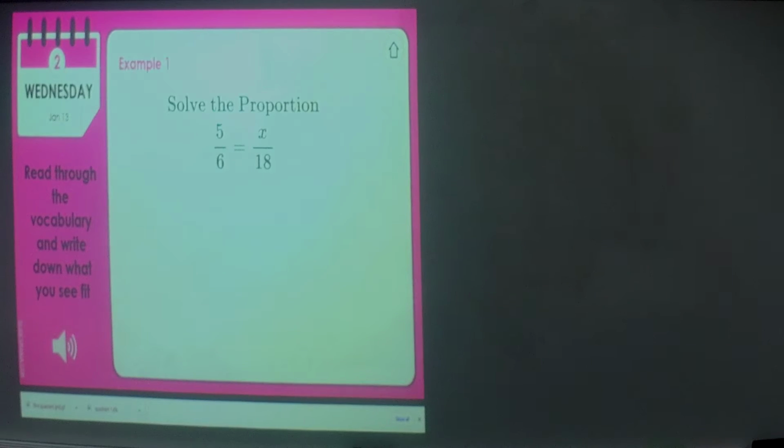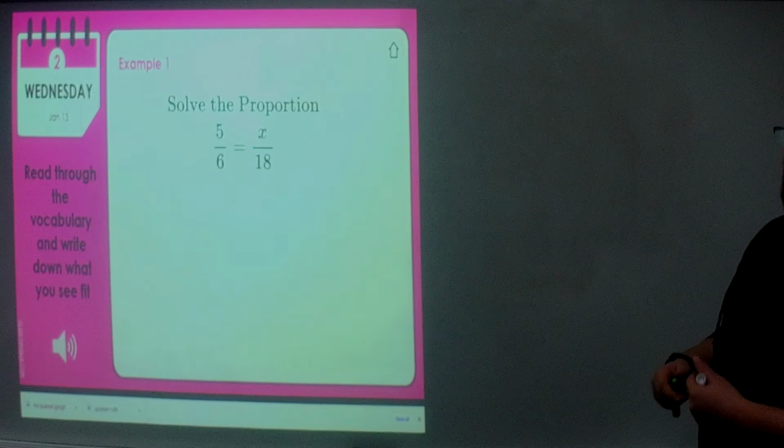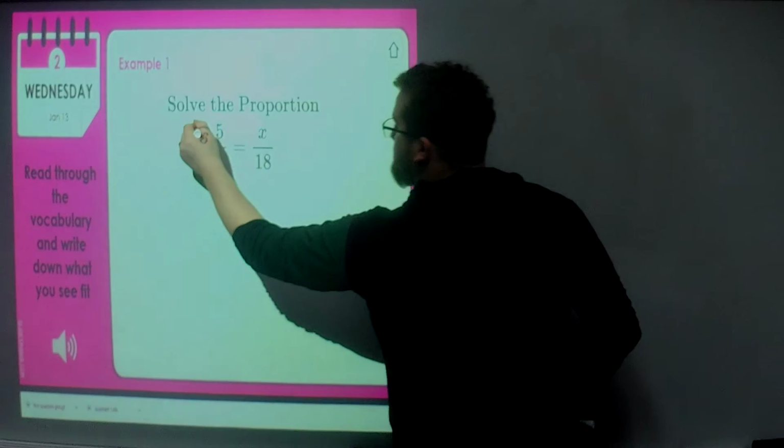So example 1. We're going to solve this proportion: 5 over 6 equals x over 18. Now some of you are saying, hey, 6 goes into 18 3 times, 5 times 3, boom, gives me my value. And you're not wrong. But I want us to cross multiply and divide. It's also known as the butterfly method. Cross multiply.